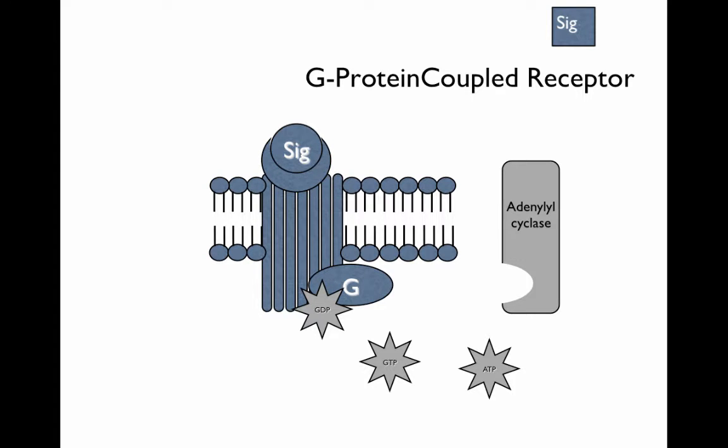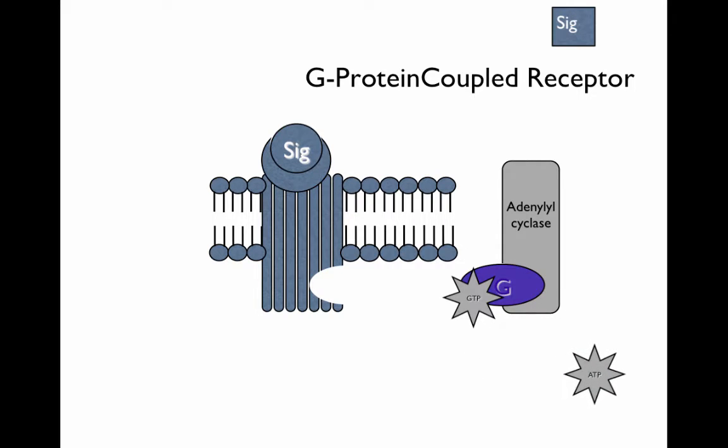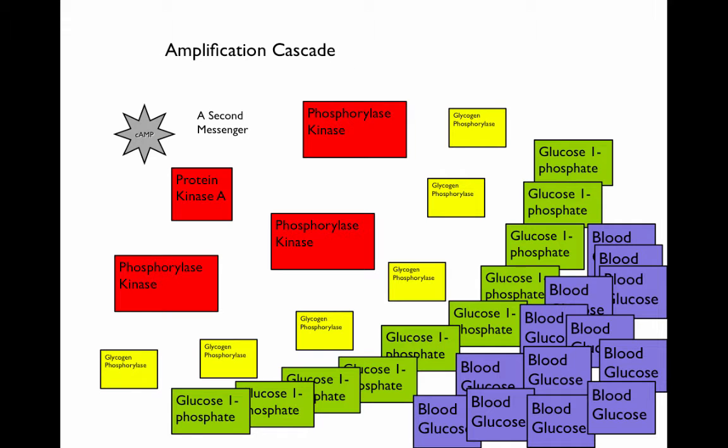Shape change. G-protein translocates to the GTP, interacts with the adenylyl cyclase. ATP is converted to cyclic AMP, the second messenger. Ask students to model the amplification cascade before showing this clarifying slide.